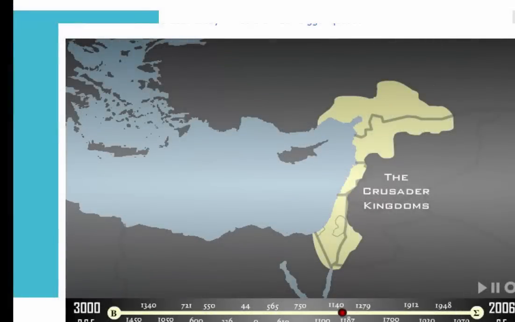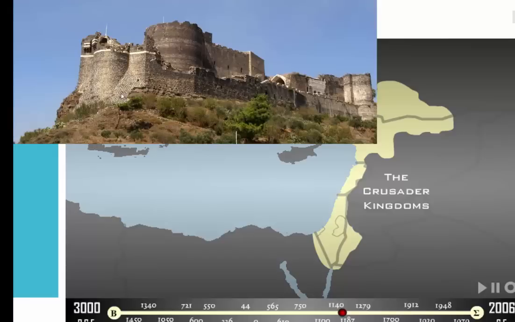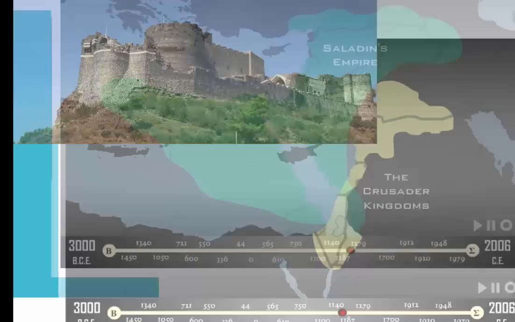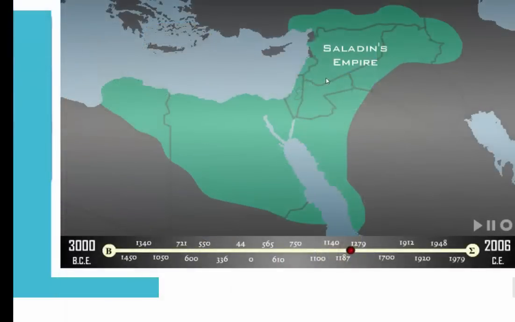We'll also see the influence of the European Crusaders. They don't leave too much influence behind. We have a few fortresses, such as this one, left behind in the Middle East from the Crusaders. Saladin, or in Arabic, Salah ad-Din, will be the famous ruler who will reconquer Jerusalem from the Crusaders. His empire that he led was based here in the city of what is now known as Cairo, Egypt.